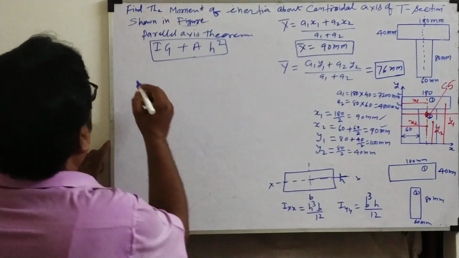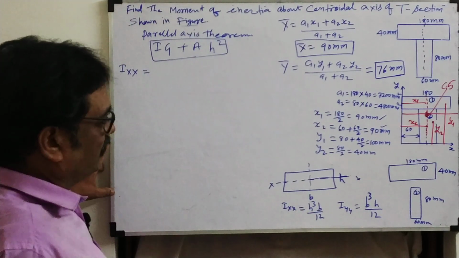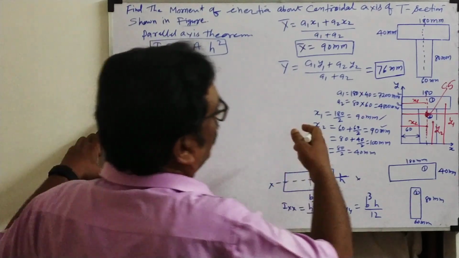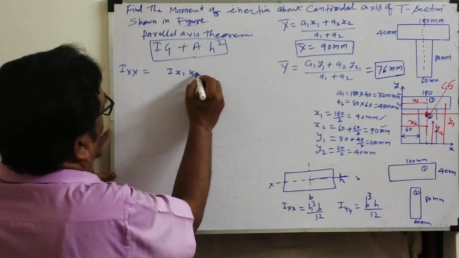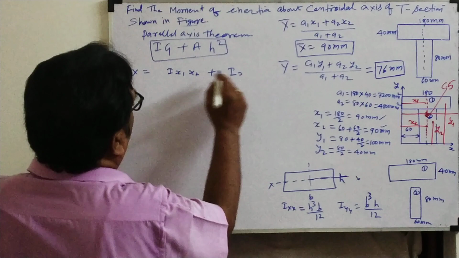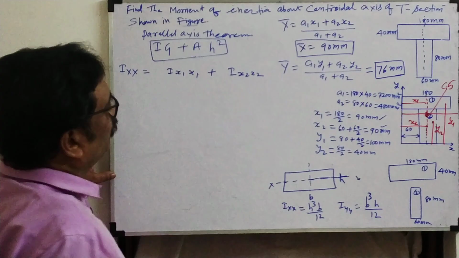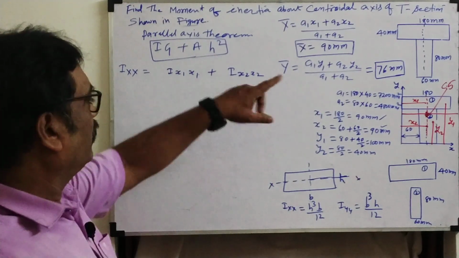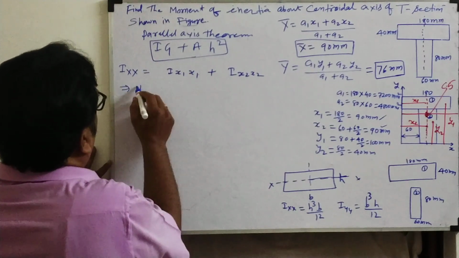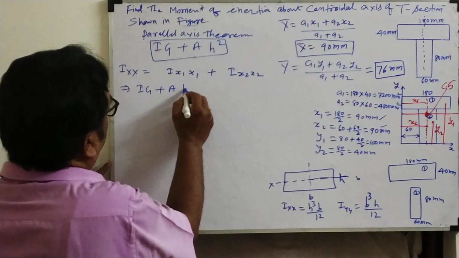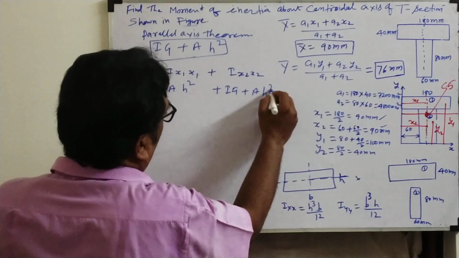So let us directly write first how to find Ixx, so you will understand better. Ixx means we are finding the moment of inertia about the centroidal axis xx. So what will we write? Two sections are there, so we can write Ix1x1 and Ix2x2, because two sections are there. So I wrote Ix1x1, Ix2x2. What is Ix1? First you write here: Ig plus A h square plus Ig plus A h square, I wrote.